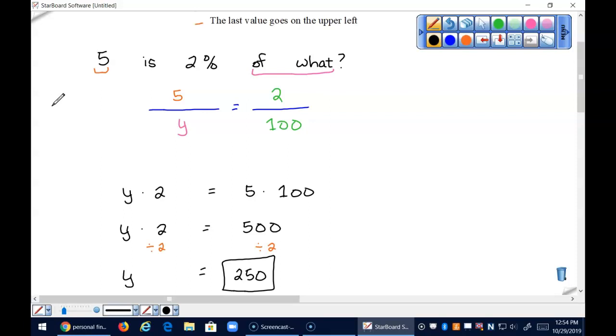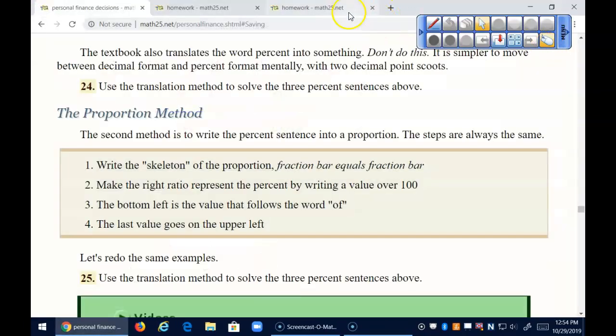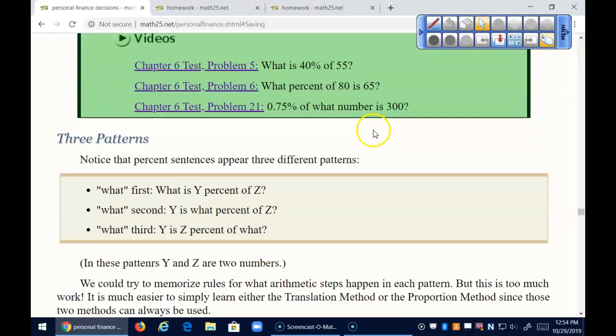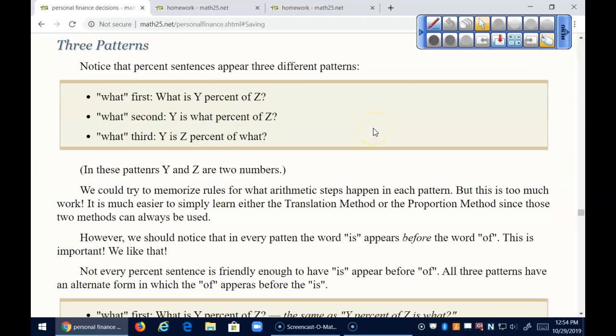Okay, there we go. 2 ways to solve these. Notice that percent sentences can shuffle around the order. We could say, y is what percent of z, what is y percent of z, y is z percent of what. Y and z are 2 different numbers. The what can be first or second or third. And we can shuffle them even more.